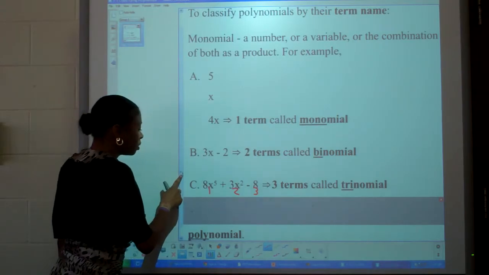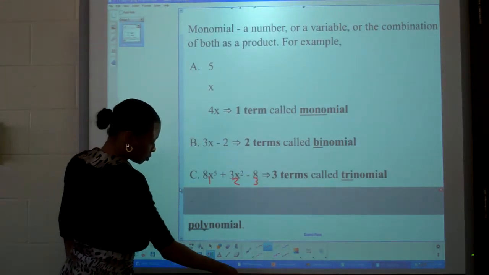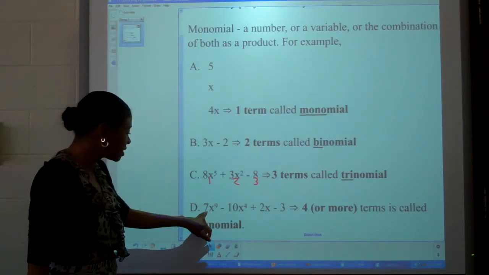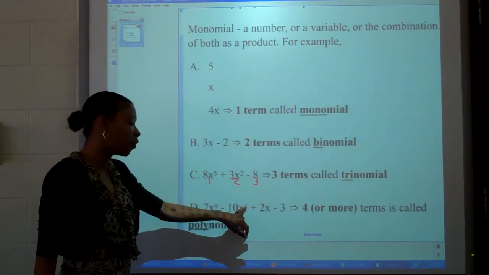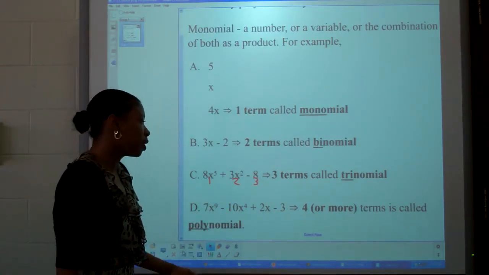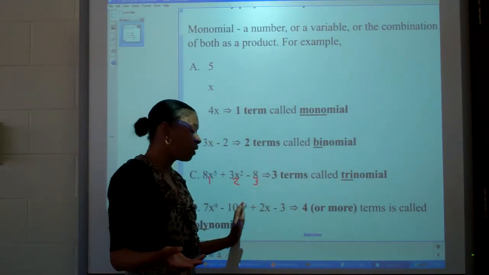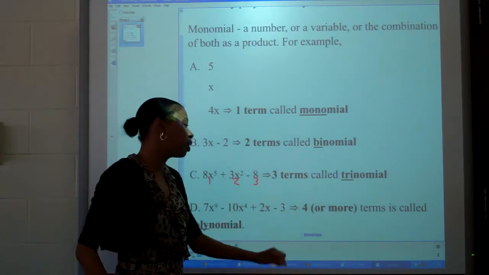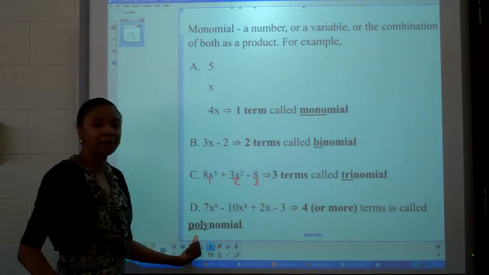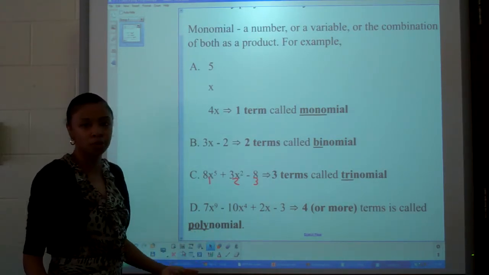And then finally, or next I should say, if I have an example like 7x to the 9th minus 10x to the 4th plus 2x minus 3, that has four terms. When you have four or more, you can have 18 terms, you can have 23. When you have four or more terms, it's called a polynomial. Poly meaning many terms. You have many terms there.